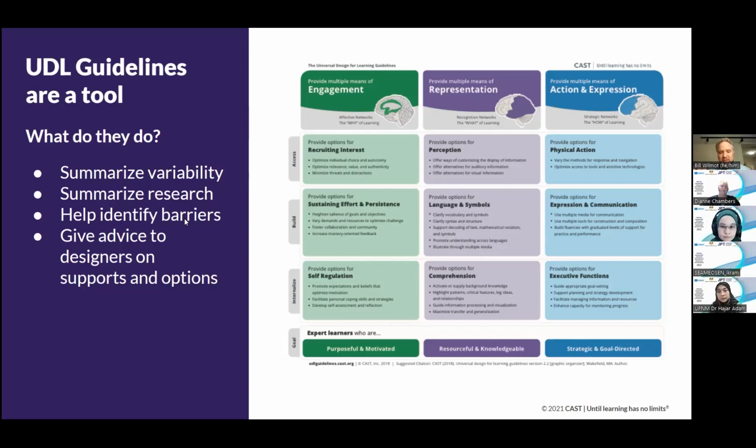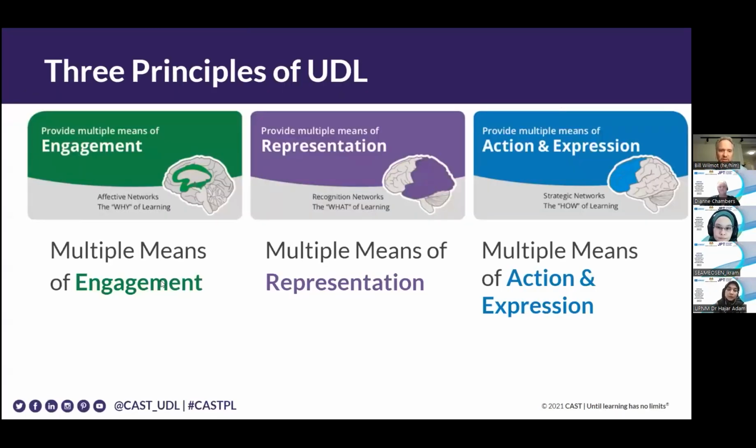It's also just a summary of research. So each one of these individual checkpoints here, these individual bullets, is backed up by a load of research. And I'll share with you later on the interactive UDL guidelines, which give you kind of the documentation of a lot of that research if you're interested in that. They help us identify some of those barriers that might be embedded in learning environments. And then finally, they give us advice about what to do about it. How do we create supports and flexibility options and opportunities to create flexibility in design and support all learners.